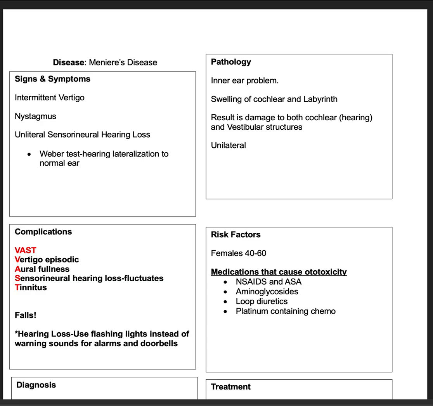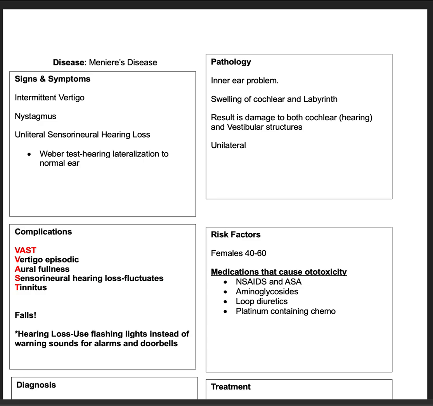Presentation, I'm going to go over Meniere's disease. I'm going to go over the pathology, and I'm not going to go that deep, but I'm just going to give you a basic idea. It's an inner ear problem. So what happens is there's swelling of the cochlear, which helps us hear, and the labyrinth, which helps us with balance and proprioception. Okay, so the result is damage to both hearing and vestibular structures.